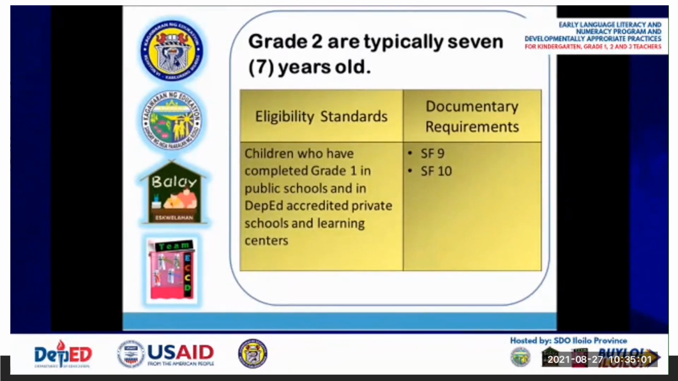Who are the grade 2 learners? Typically, they are 7 years old children who have completed grade 1 in public schools and in DAP and accredited private schools and learning centers. What are the documents needed in this grade level? Of course, the SF9 or the Learner Progress Report Card to be presented during the enrollment and the SF10 or Learner's Permanent Academic Record.